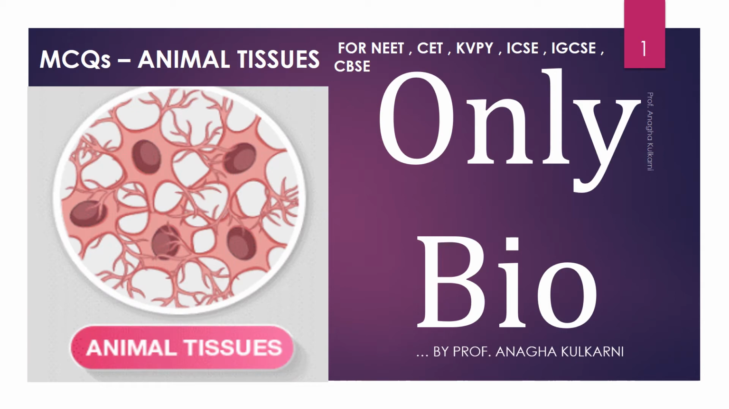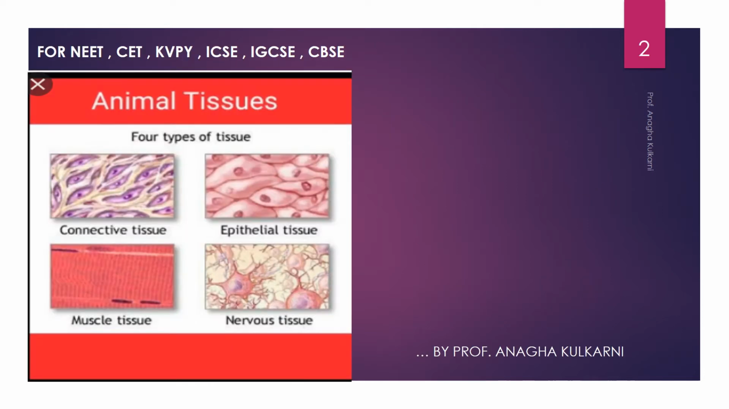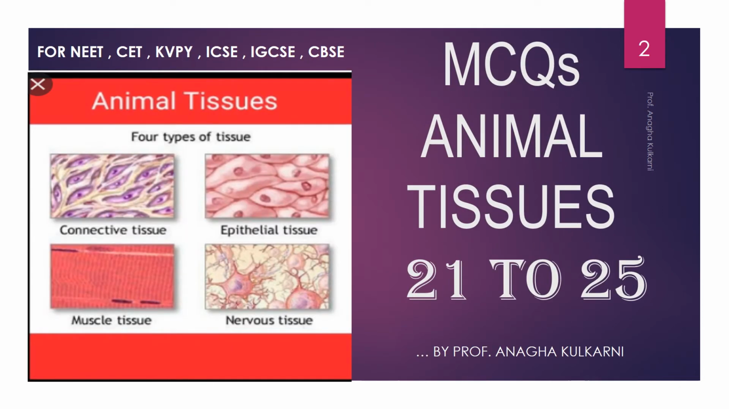Presenting the MCQs from the chapter Animal Tissues from Standard 11, and this will help you to get ready for the competitive exams like NEET, CET, KVPY, Olympiad, and this will also help the ICSE, IGCSE and the CBSE students. So let's solve the MCQs from 21 to 25, and remember, the more MCQs you solve, the more confident you get.